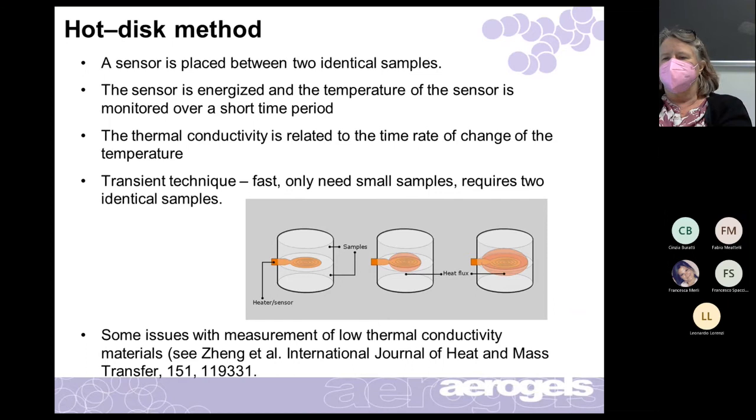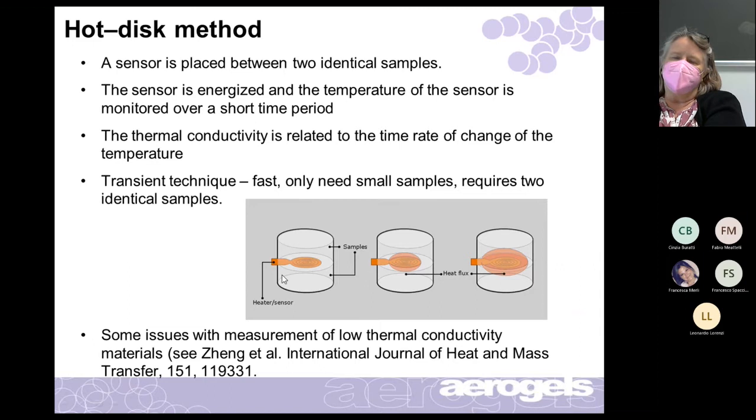It is a nice technique because it is very fast. It takes about 5 minutes to set up, and about 1 minute to run a test, which is very nice. You also only need small samples. Your sample size is dictated by the size of your sensor, so you can get down to a few centimeters diameter sample. It does require 2 identical samples, so that complicates things.